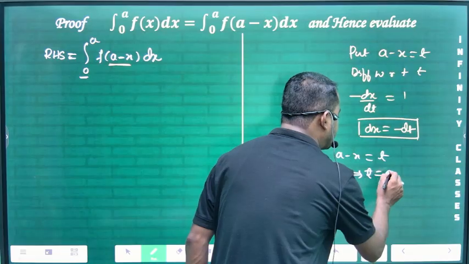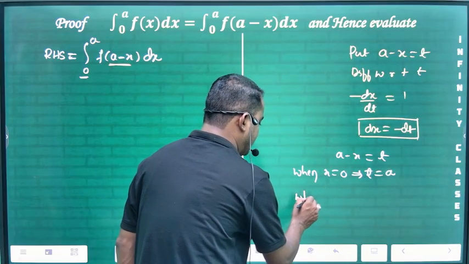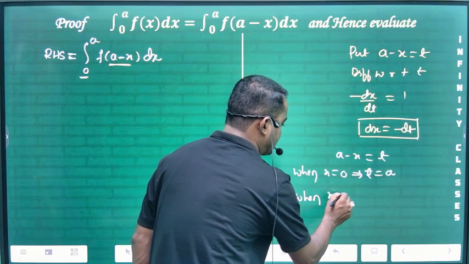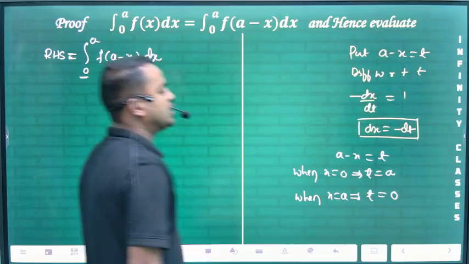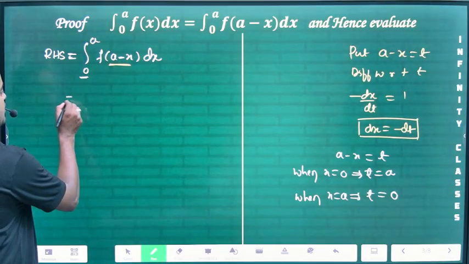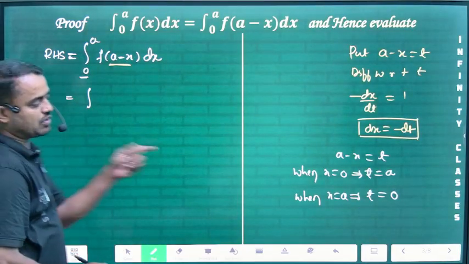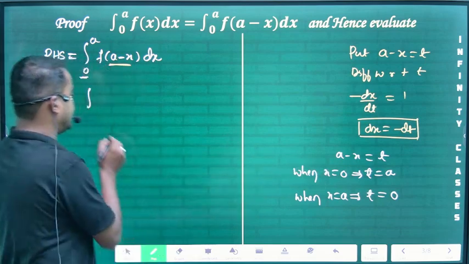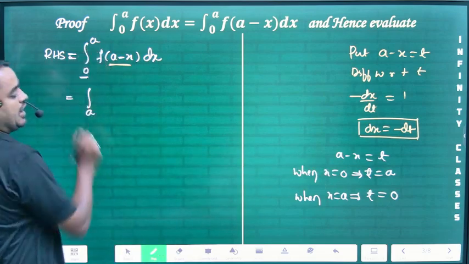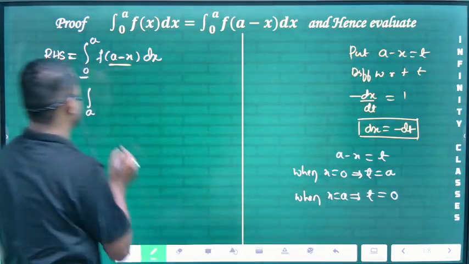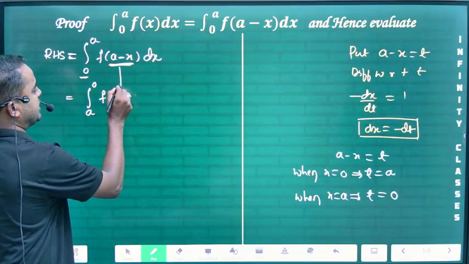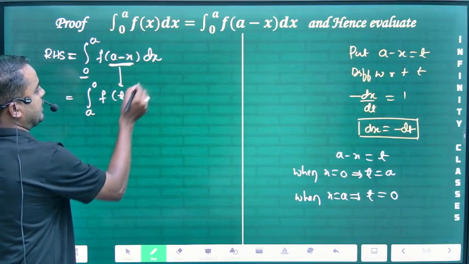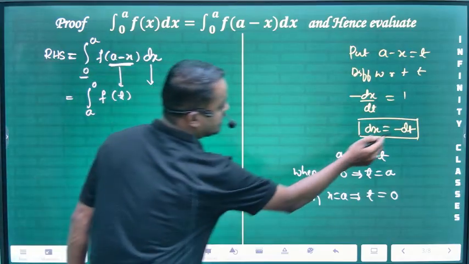When x is equal to a, t is equal to 0. Now come to this part here. When I take 0, that is the lower limit, t will be a. And when x is equal to a, t will be 0. And f of a minus x is nothing but f of t, and dx means minus dt.